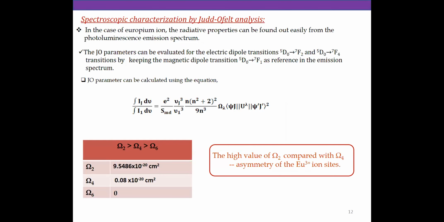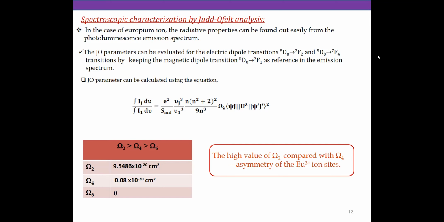Then all this we have discussed are some of the spectroscopic analyses of europium doped calcium tungstate, and we are all familiar with the Judd-Ofelt theoretical analysis. We all know that Judd-Ofelt theoretical analysis is a technique used to describe the spectroscopic parameters of the host material. Usually, the Judd-Ofelt analysis is carried out from the UV visible spectrum, while in the case of europium ion, we can find it out easily from the emission spectrum of the europium ion.